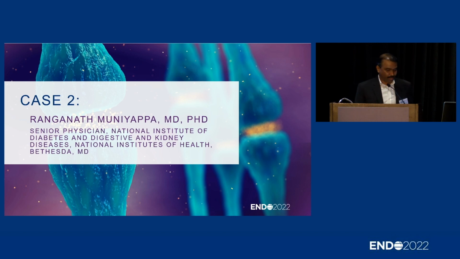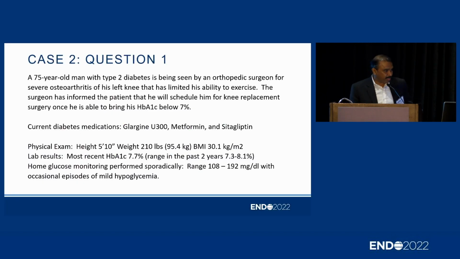Okay. Case 2. So this case is one of our PICOs. We spent a lot of time discussing this particular case. So the case goes as such. A 75-year-old man with type 2 diabetes is seen by an orthopedic surgeon for severe OA, and he has limited ability to exercise. So for this reason, he's been recommended a knee replacement.